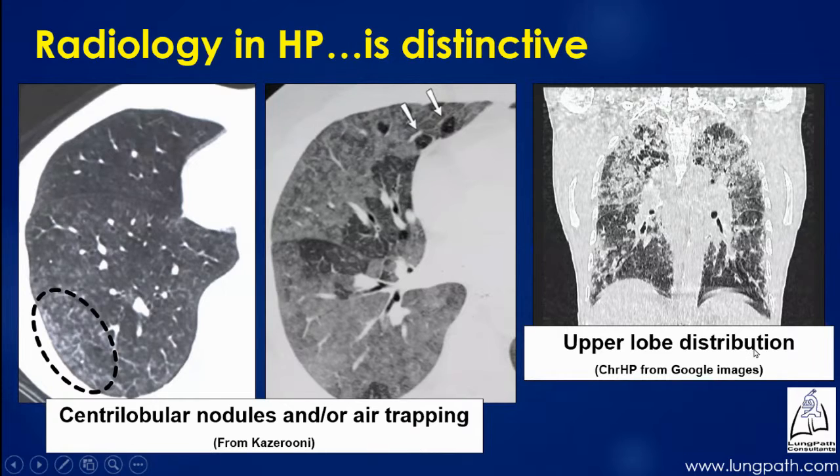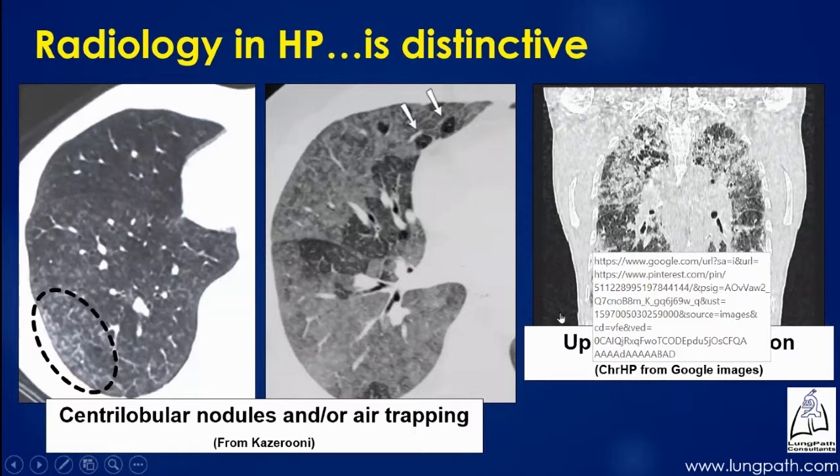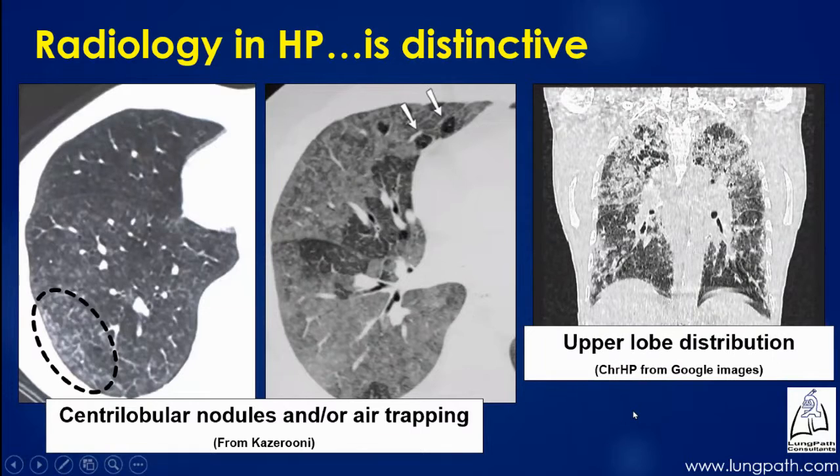Most inhalation diseases have an upper lobe distribution. Pneumoconiosis is an example, smoking-related lung disease is an example, and hypersensitivity pneumonitis is also an example where the radiologic changes are more severe in the upper lobes.